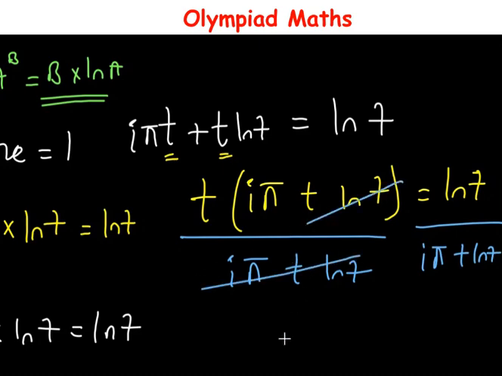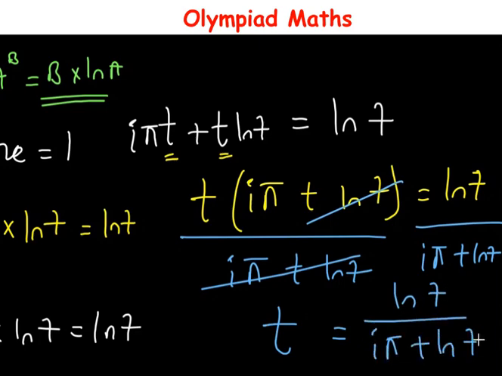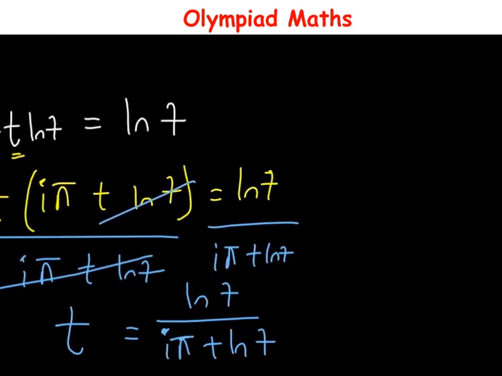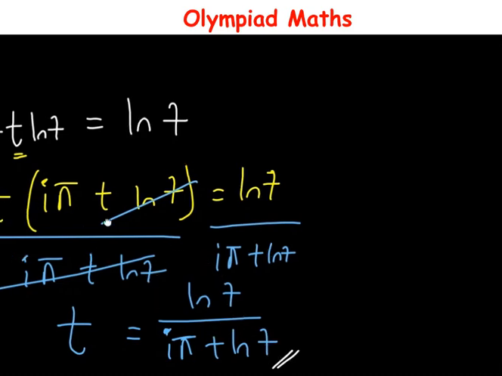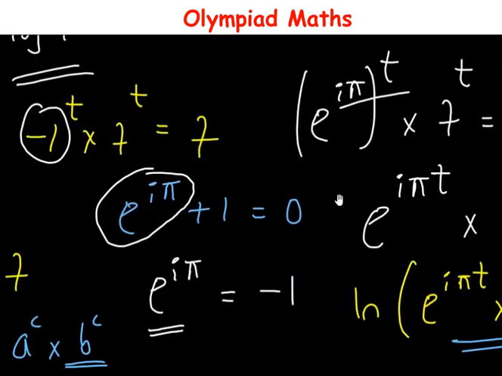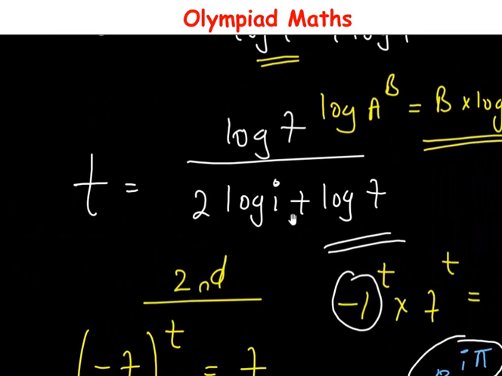The value of t is then equal to ln 7 over (i pi plus ln 7). So from here, we have gotten the solution of t. t equals ln 7 over (i pi plus ln 7). This is the solution for t for the second method. While for the first method, the solution of t is t equals log of 7 over (2 log of i plus log 7). So these two solutions are the correct solutions for the given question.